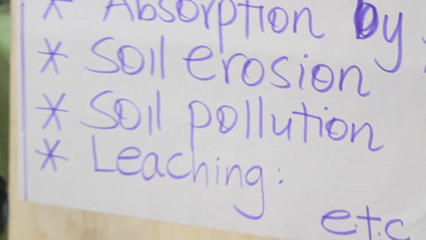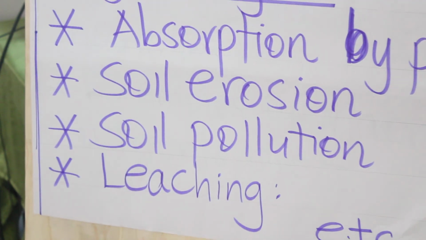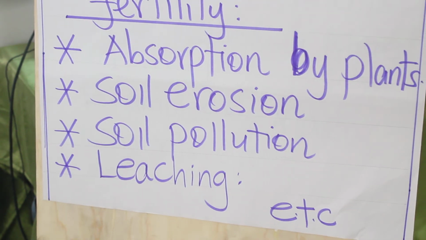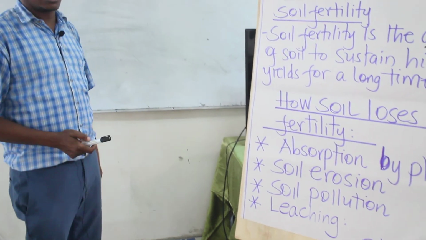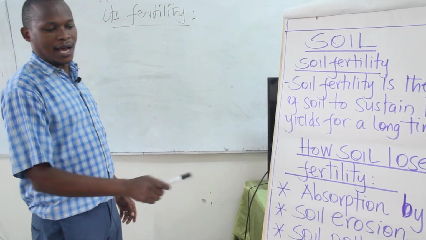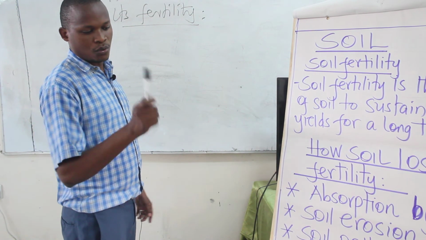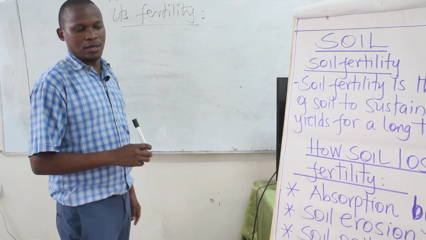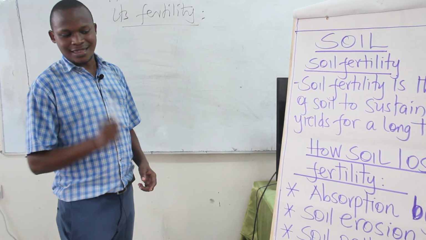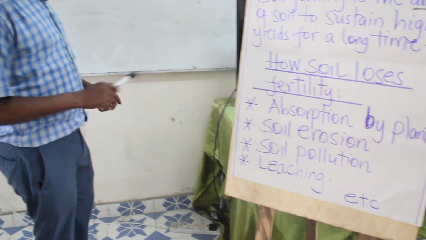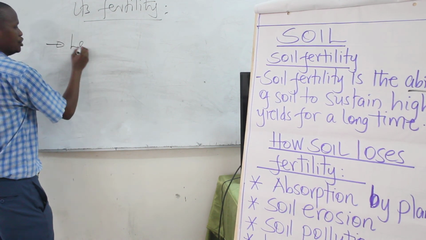Number 3, soil pollution. Soil as a component of the environment can also get polluted. Polluted soil is not fertile. Polluted soil cannot sustain high crop yields for a long period of time. So, once soil is polluted, it will end up losing its fertility. Then the last one, leaching. I'm very sure this one might be a new term to you.